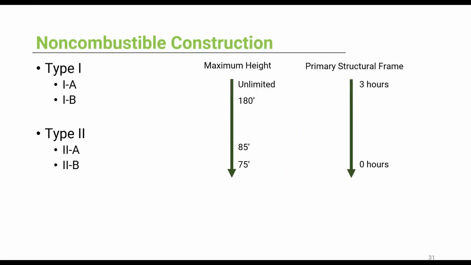So type 1 and type 2 construction use all non-combustible material like steel and concrete. The maximum height requirement can be from no requirement to 75 feet, or with like a 3-hour fire rating to a 0-hour fire rating.